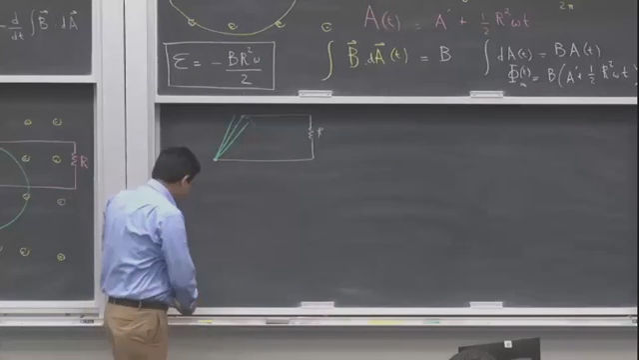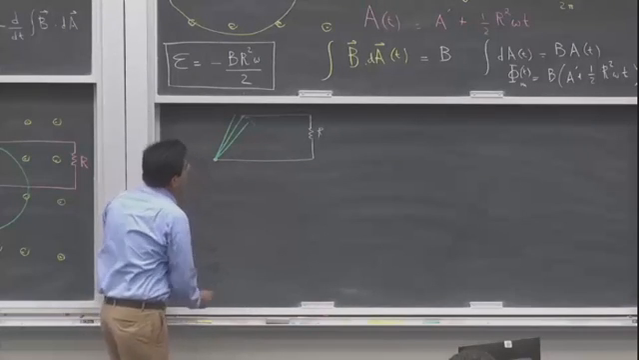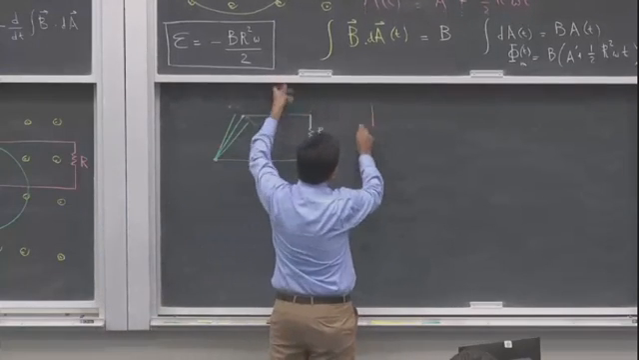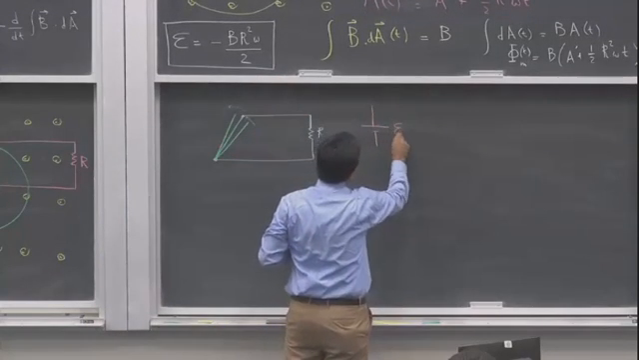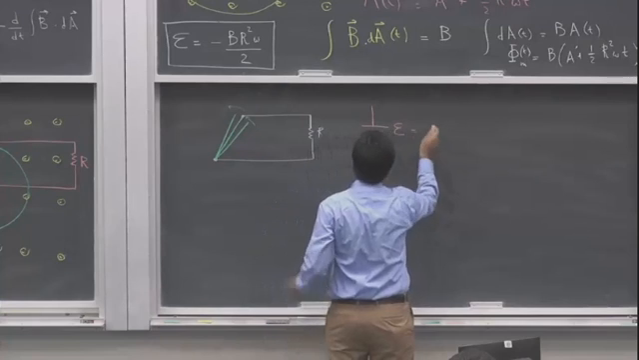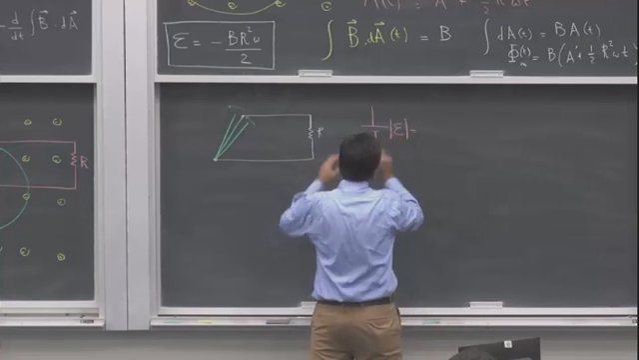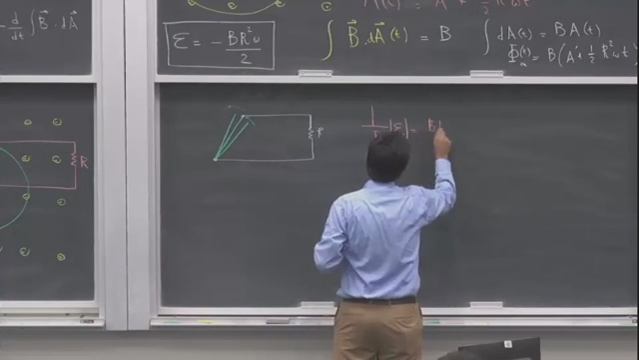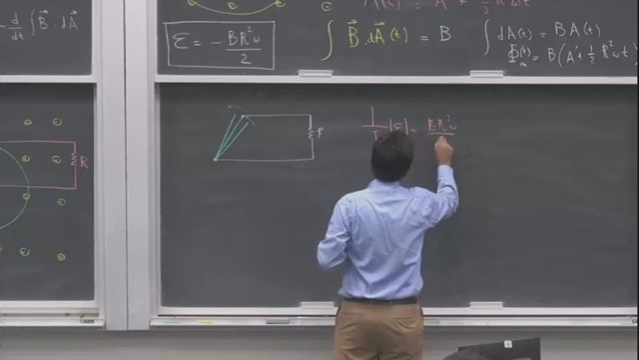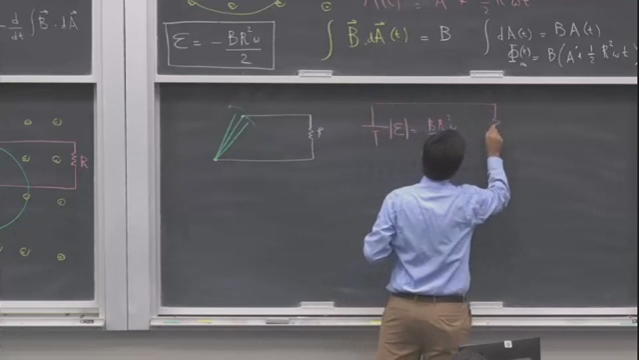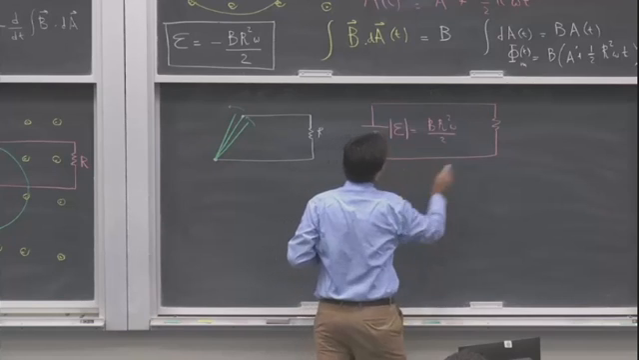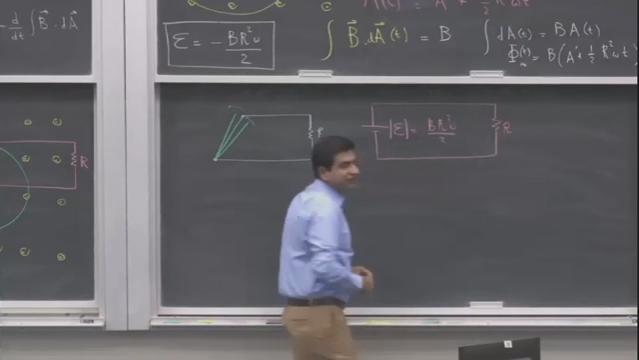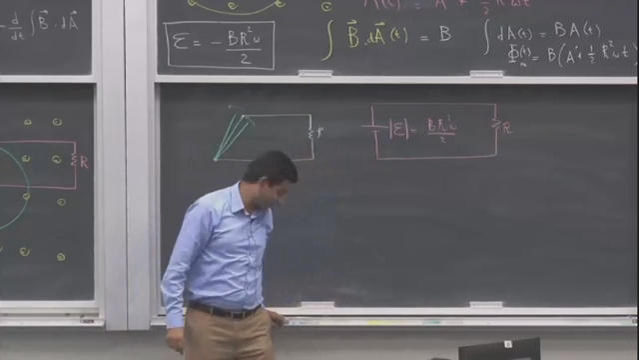Okay. And if I would like to draw an equivalent circuit here, it's just a battery of EMF E, which is given by minus, or in this case, the magnitude of this EMF is B R square omega over 2, and this is connected to a resistor R. So such a kind of a generator is called a homopolar generator.